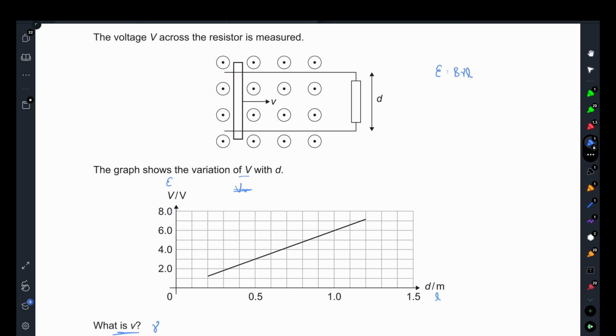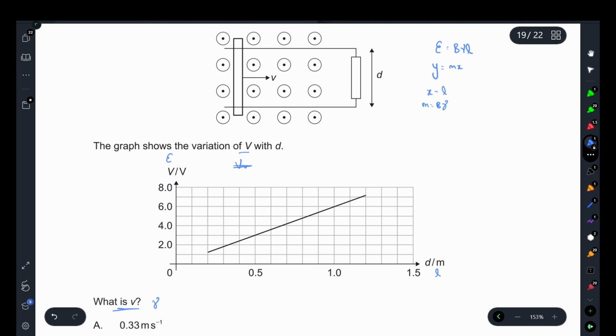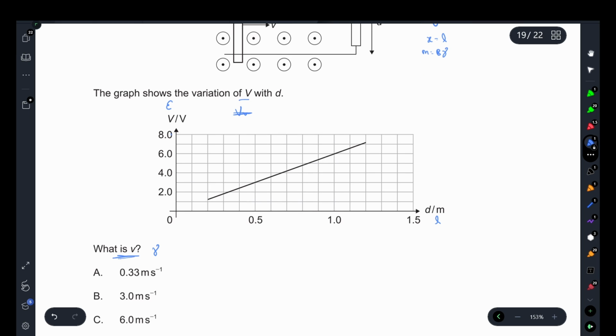So we have a straight line, which means that y is equal to mx plus c. Now if you ignore this plus c simply for the sake of simplicity, we see that x is equal to L and m is equal to B into velocity. So to find out the velocity of this bar, we are going to find the slope of this line, which is B into velocity.